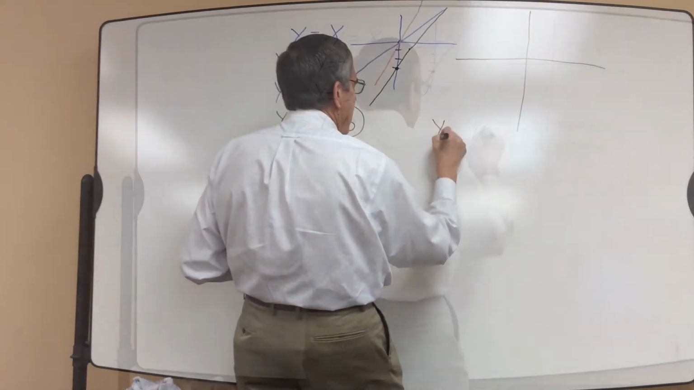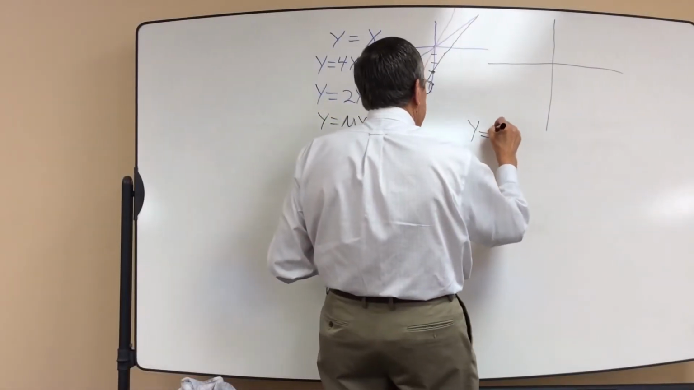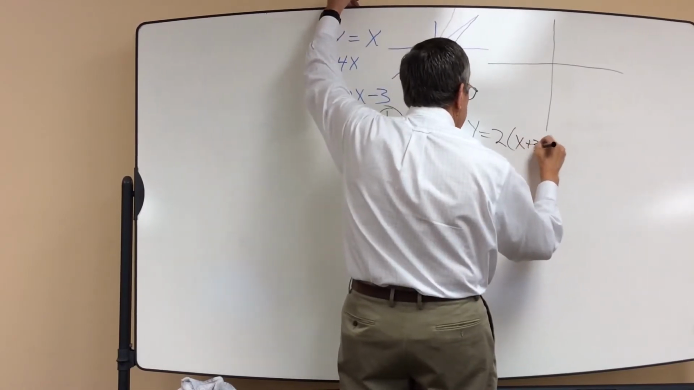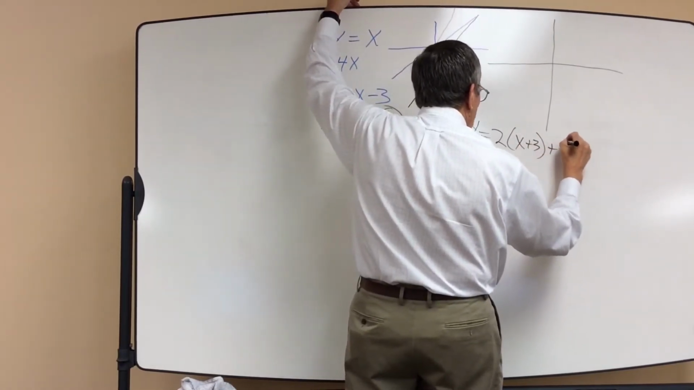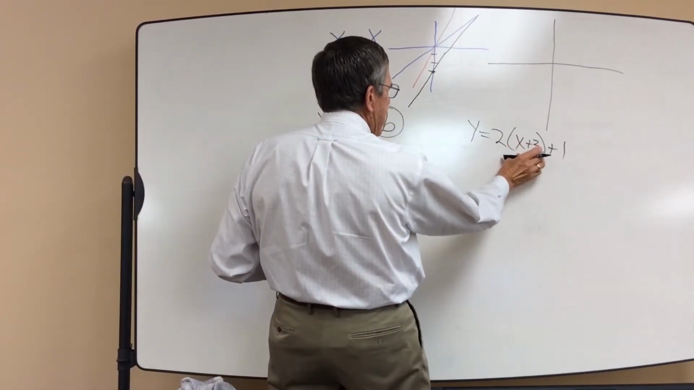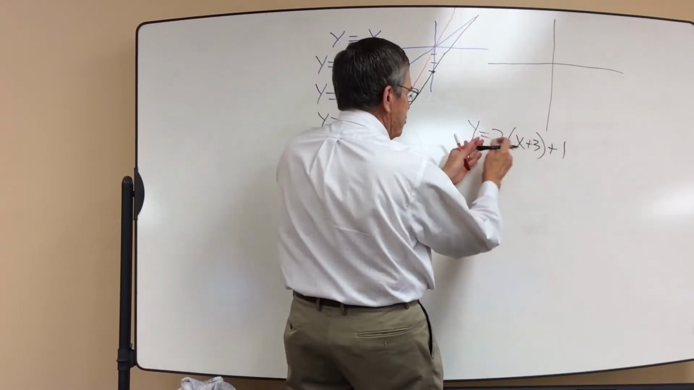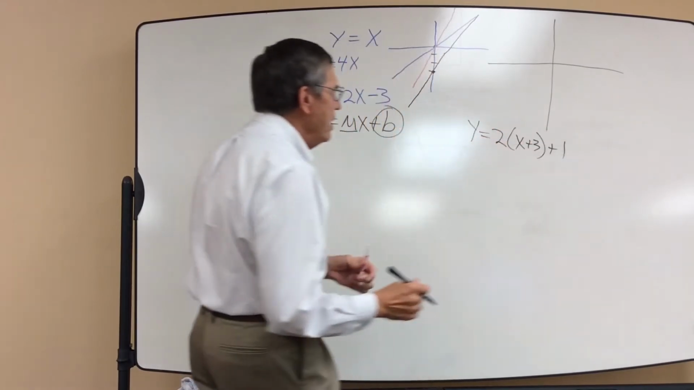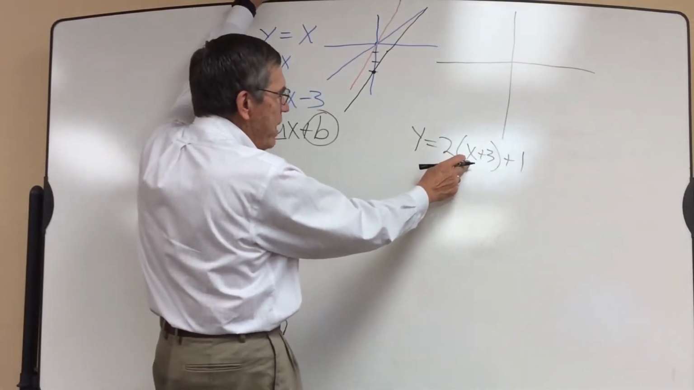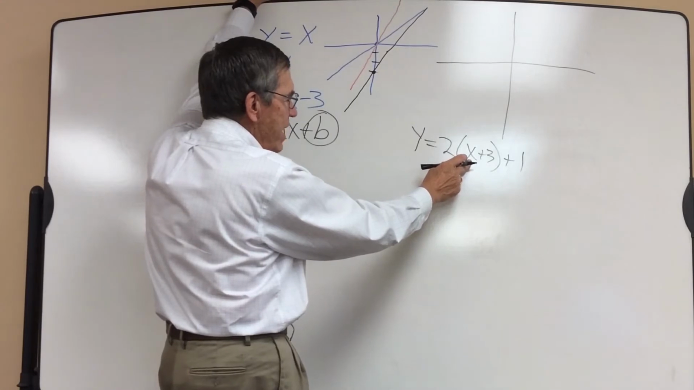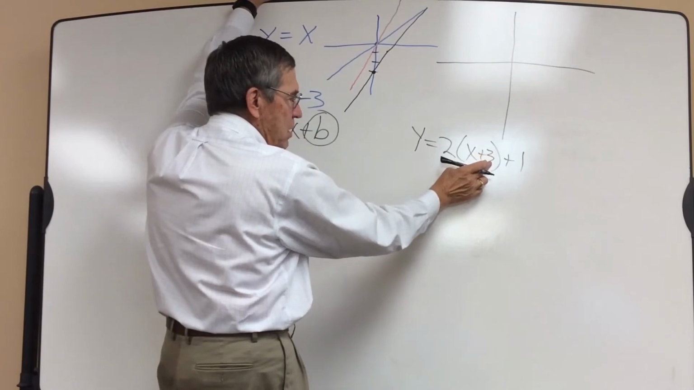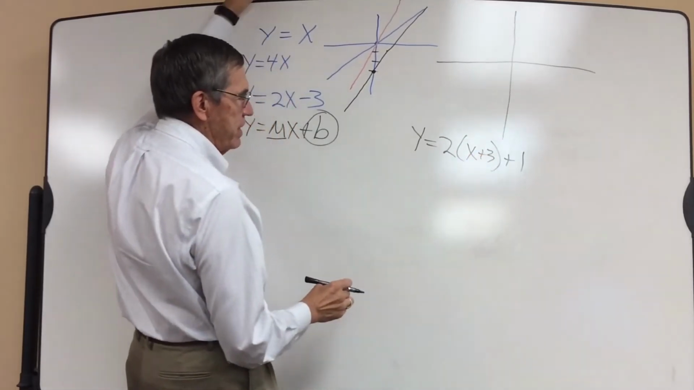Let's say we have y equals 2 times x plus 3, plus 1. So we're going to put x plus 3 in a parenthesis instead of just x. 2 times x plus 3, plus 1. Now how could we visualize that? Well, if you ask yourself what value of x will make this 0? If this is plus 3, then this x has to be minus 3.